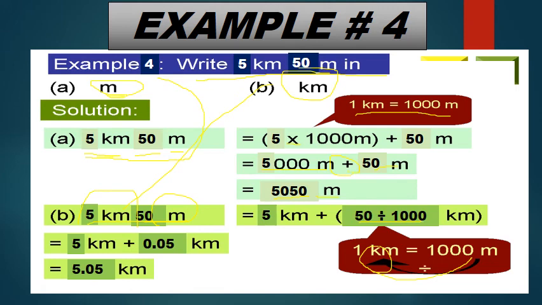When we divide 50 by 1000, we move the decimal point 3 places to the left. So the answer we will get 0.05 kilometer. After that, this 0.05 kilometer we have to add it with 5 kilometer. When we add them, the answer we will get finally 5.05 kilometer.